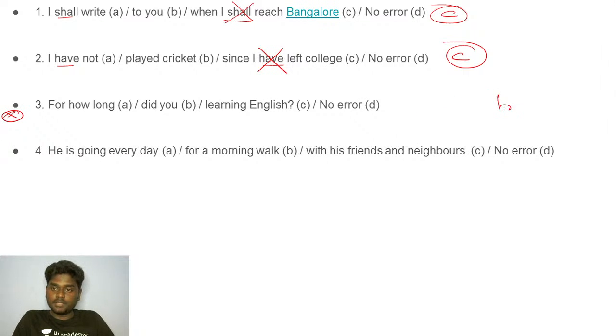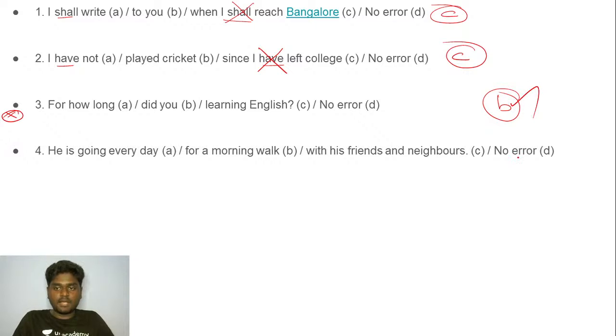I'll go for part B. Why? I'll tell you. What you guys would have been taught is, for how long did you learn English? But that's not the right way of asking an interrogative question. Let me put it the other way.